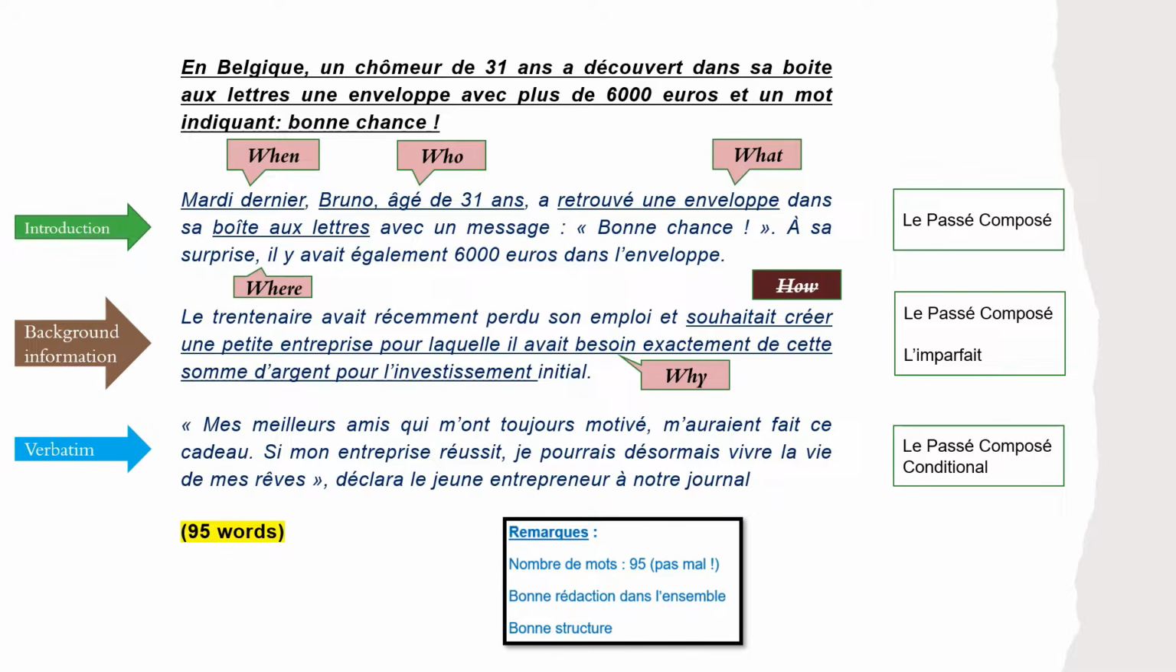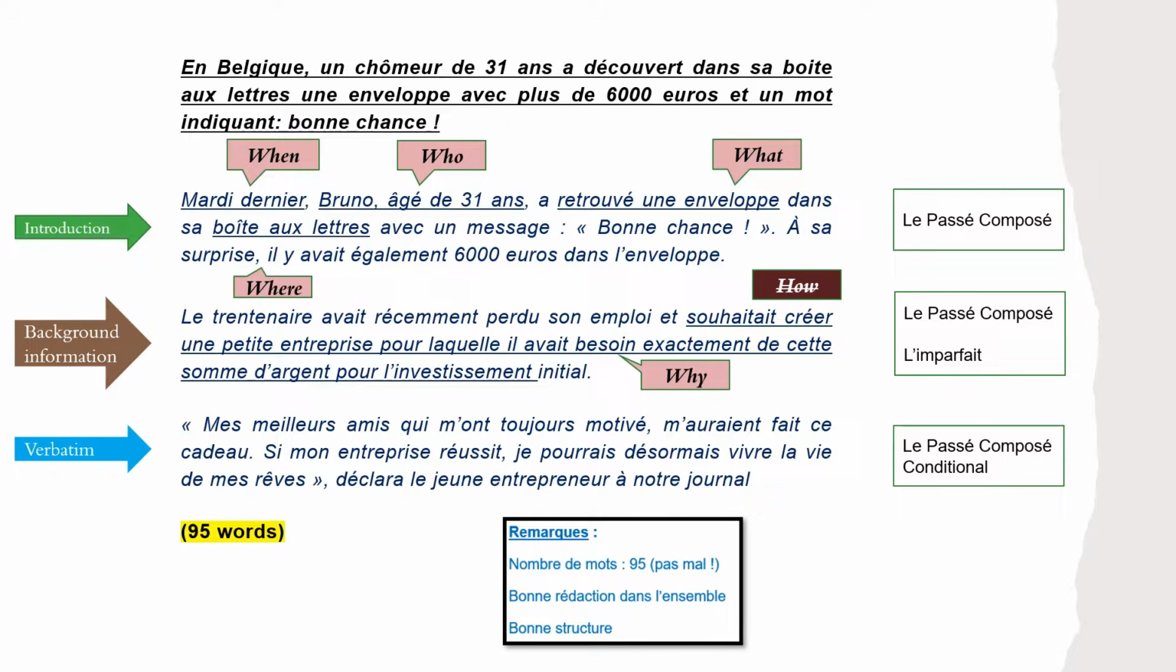And then in the last statement, si mon entreprise réussit, je pourrai désormais vivre la vie de mes rêves. In this statement, I'm using conditional tense. So basically, I'm saying if it happens, then I could do this. So this is a conditional tense that I'm using. So overall, if you look at this structure, mostly we use passé composé, l'imparfait, passé conditionnel. It's very rare that you use a present tense. Actually, you can. I think I might have it in the next example, but mostly we use passé composé, l'imparfait, and conditional in fait divers.